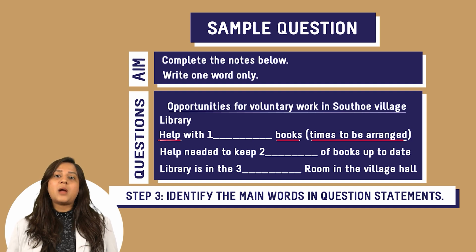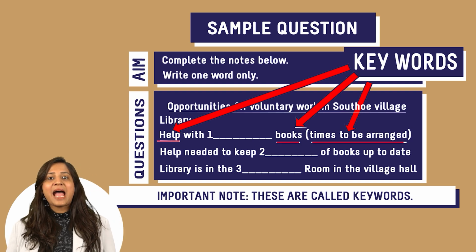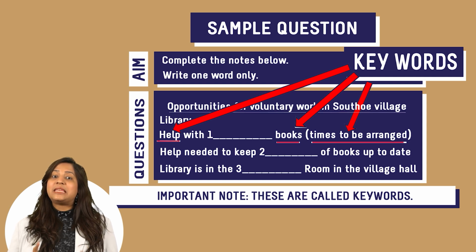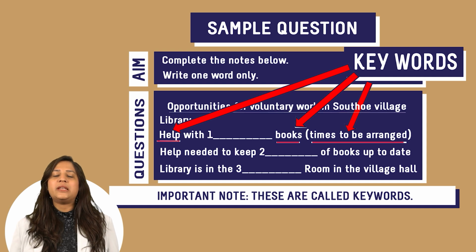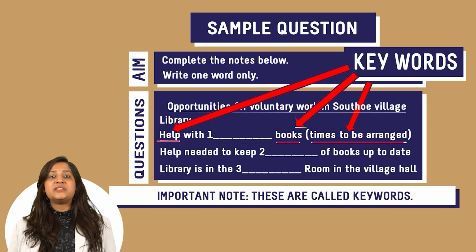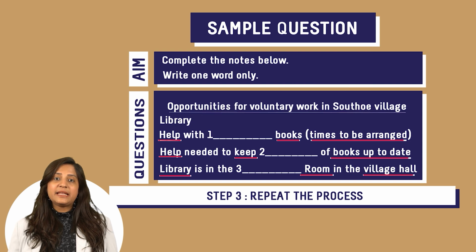In the third step, we are going to analyze information given in the question statements. For that, we need to underline all the main words that we see. These main words usually could include nouns, verbs, adverbs and adjectives. We call them keywords. Never forget to underline or circle keywords before you listen to the audio. Grammar words such as articles, prepositions, helping verbs, etc. usually do not qualify as keywords. In this case, we have help, books and time to be arranged or time arranged as the keywords. Similarly, mark keywords in all the question statements.